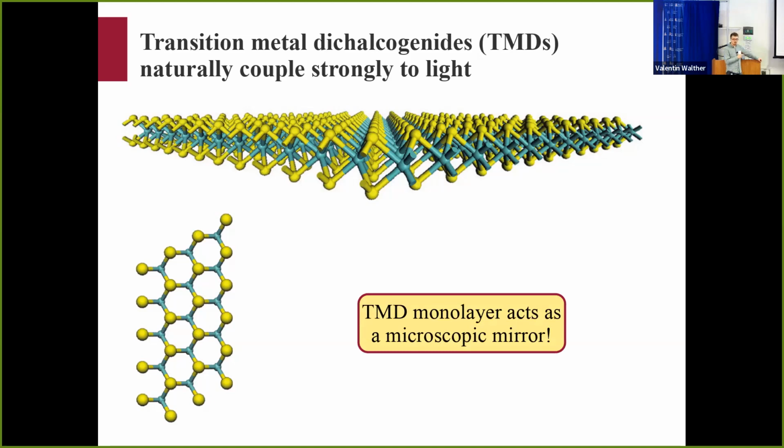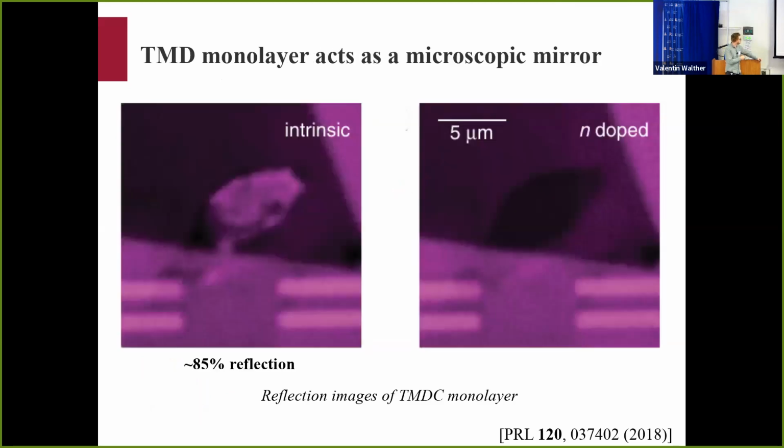But one property that I will talk about now is that they can actually be almost perfect mirrors. This was shown in Misha's group and in another group. Here you see a flake of this material on some absorbing background, and the illumination is resonant with the excitonic transition, and you get very high reflection. So 85% reflection. I really want to emphasize that that's remarkable.